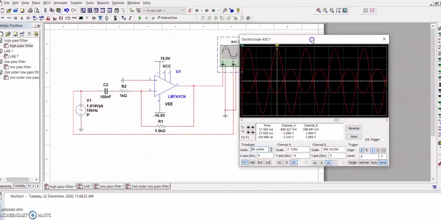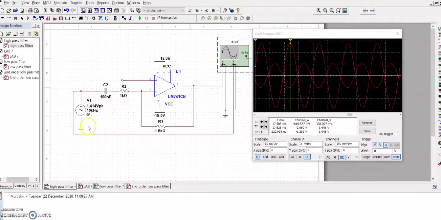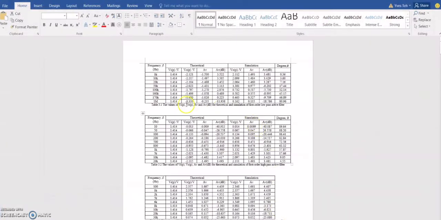So we change the frequency from 10 Hz to 20 kHz. And all the results, the Vout, are recorded. We recorded Vout here. And by obtaining the Vout, we can get AV and AV in decibel. After we get the AV in decibel, we can plot the graph, which is AV against frequency.